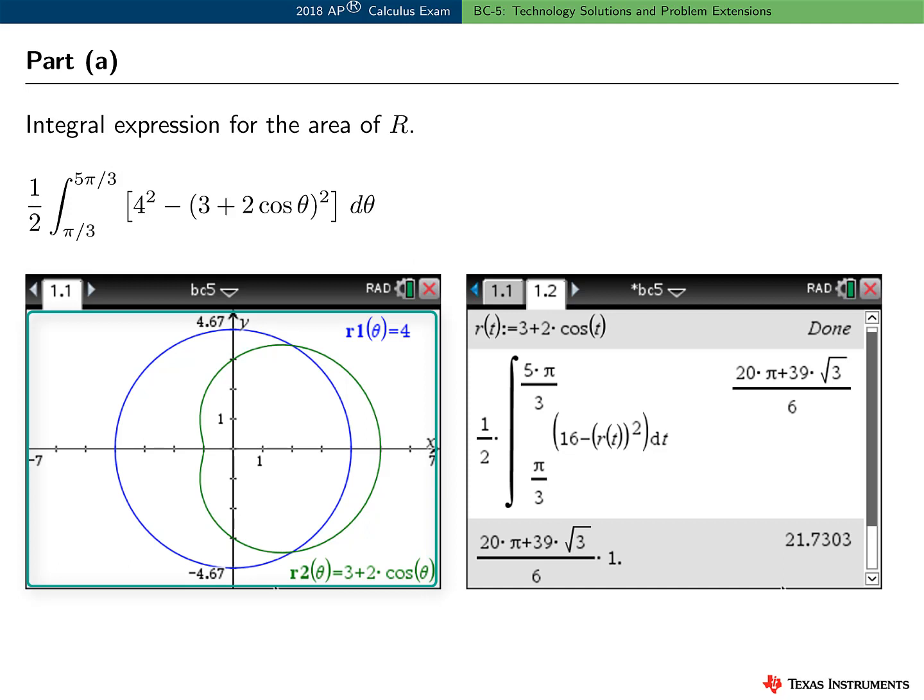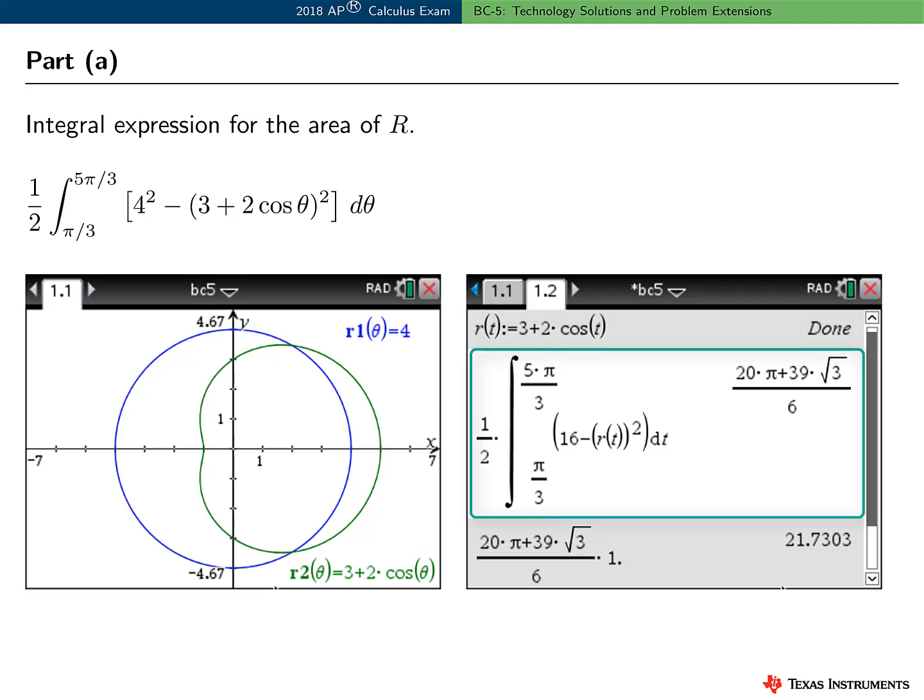Using a TI-Nspire, I graphed both polar equations. The graph of r equal 4 is a circle, centered at the origin, with radius 4. The graph of r equal 3 plus 2 cosine theta is a limacon. To find the exact area of the region R, I defined the function little r, and then I evaluated the definite integral.